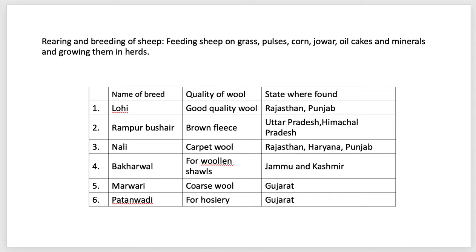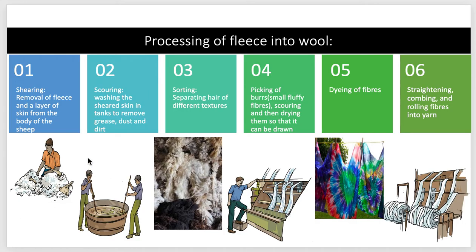And after that comes the next step. After that, we have processing of fleece into wool. So these are the various steps that take place before fleece becomes wool. Step 1 is called shearing. The fleece and a layer of skin is removed from the body of the sheep.